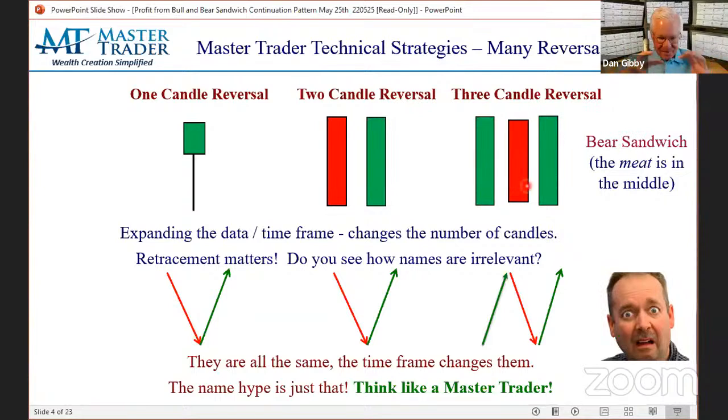If this is opposite, which I'm going to show you, it's a bull sandwich. So just think of it, this is in the category of a bear trap, right? A bear trap is a bullish setup. And this is just a flavor of a bear trap.